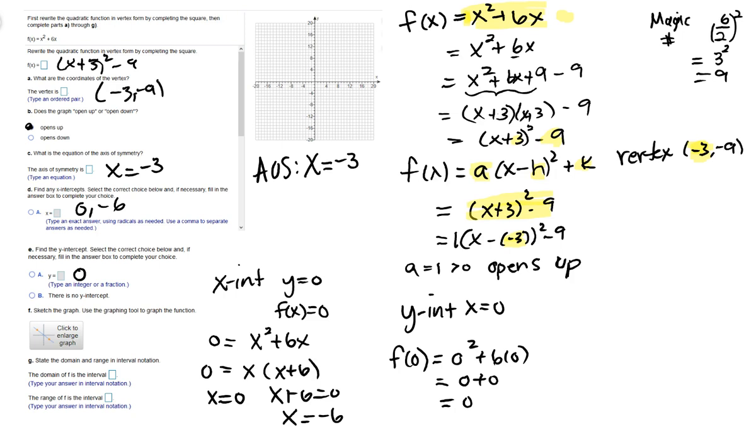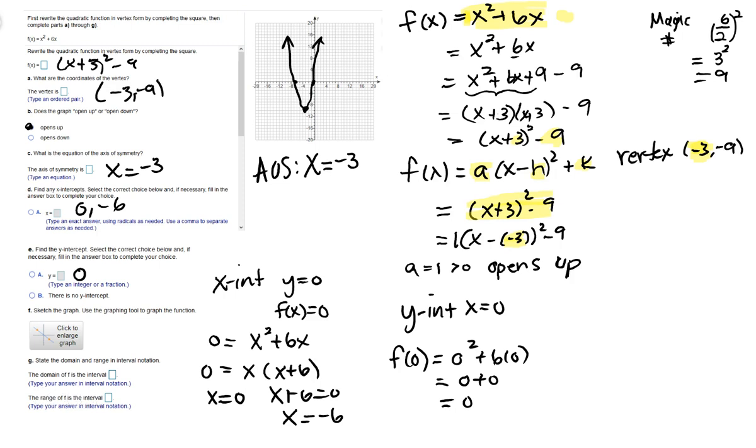And we want to plot our vertex, -3 and -9, would be about right here. We have our x-intercepts at 0 and, excuse me, let me fix that, -6. And our y-intercept is at 0. So we have a parabola. You remember this vertex is a special point. That's your turning point. We said this parabola is going to open up. So there's our graph.